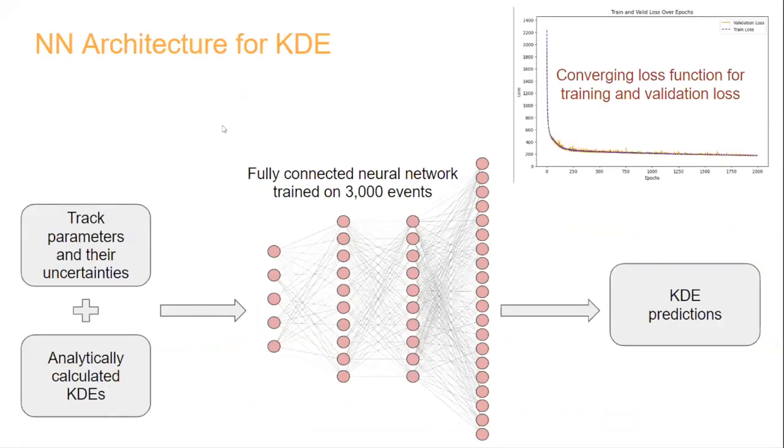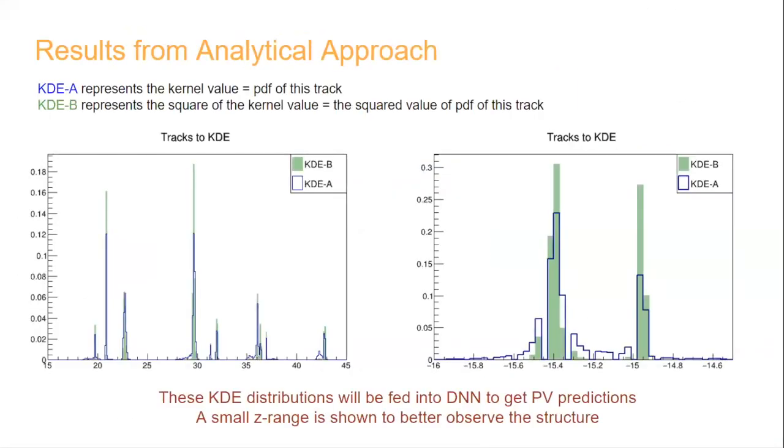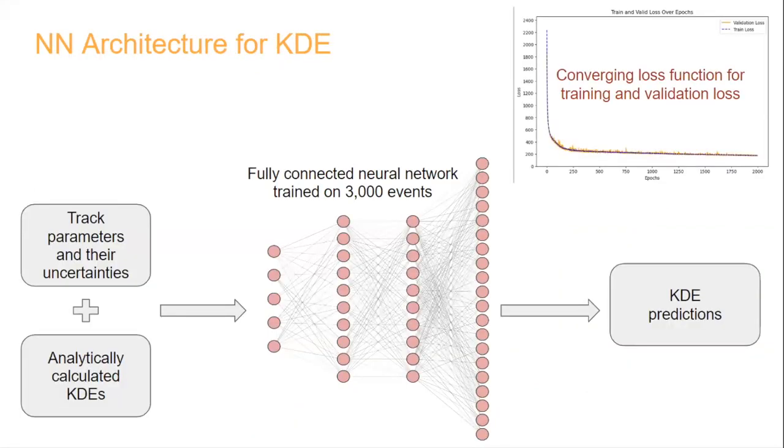This analytical approach is a slower approach. We need a faster method, and that's where our neural network approach for KDEs comes in. We feed track parameters and their uncertainties, as well as the analytically calculated KDEs, into a fully connected neural network trained on 3,000 events. And then we have KDE predictions. This is a much faster and more efficient way.